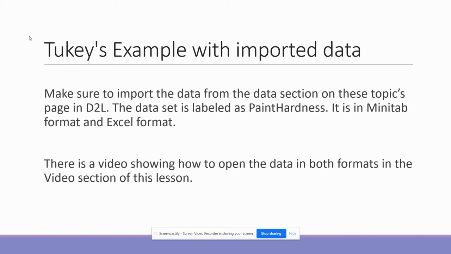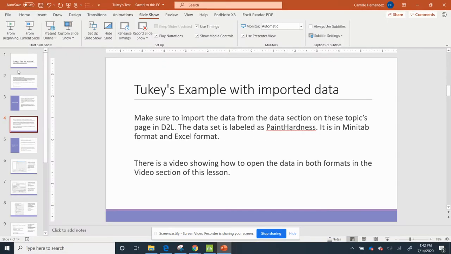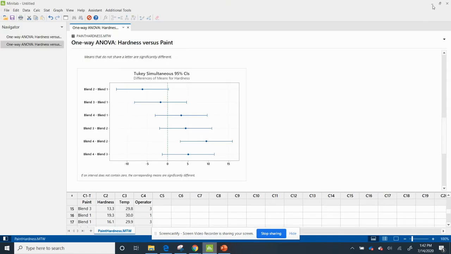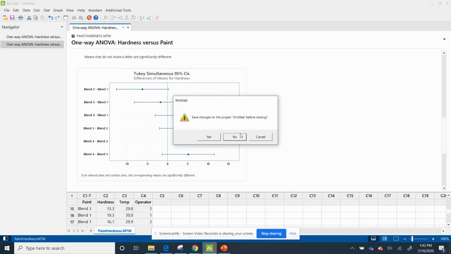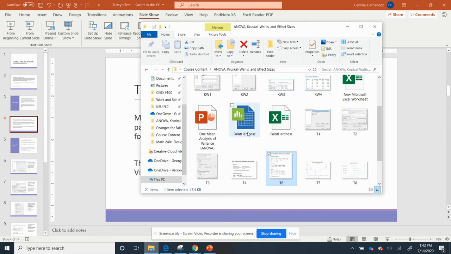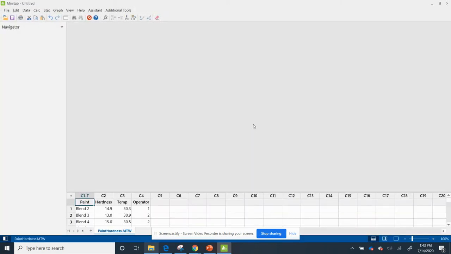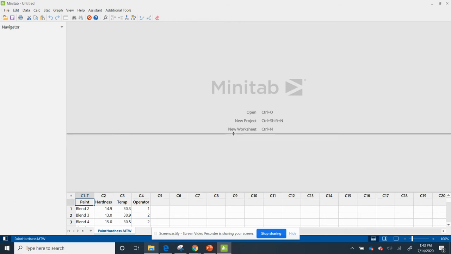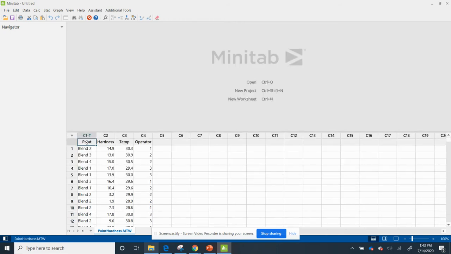So again, we're going to import the data. So I'm going to flip here, and let me close out of here, and I'm going to open it up new. Okay, I have downloaded this to my computer. I've got it as an Excel or a Minitab file. Again, I'm lazy. I'm going to open it as Minitab because for me it's so much easier. It just opens right with the way I need it. Okay, so I did that, and look, it gave me paint, hardness, temperature, and operator.